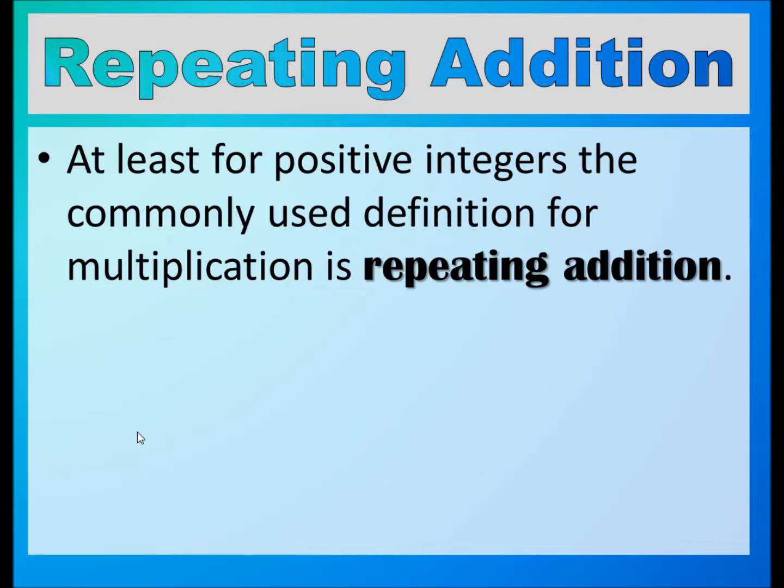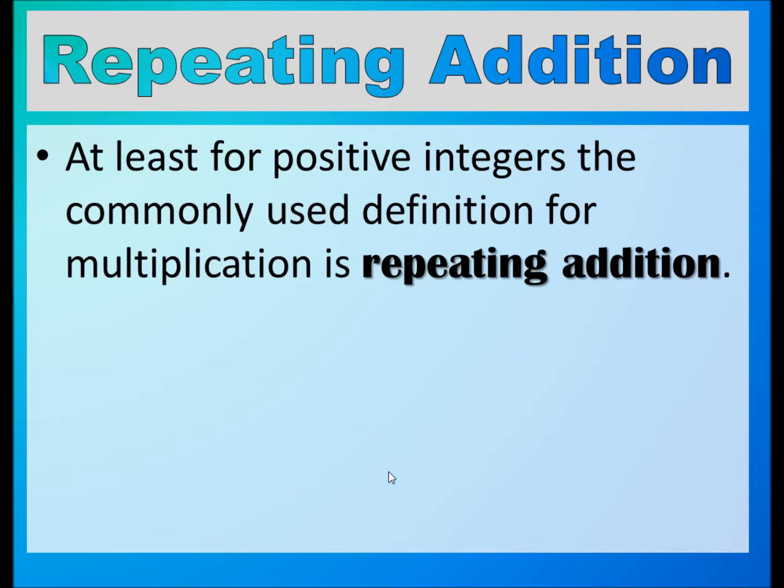Repeating addition. At least for positive integers, the commonly used definition for multiplication is repeating addition. So, what are positive integers? These are also known as counting numbers because these are the numbers you normally count with: 1, 2, 3, 4, 5, and so on. So it means at least for those numbers, that is a commonly used definition.